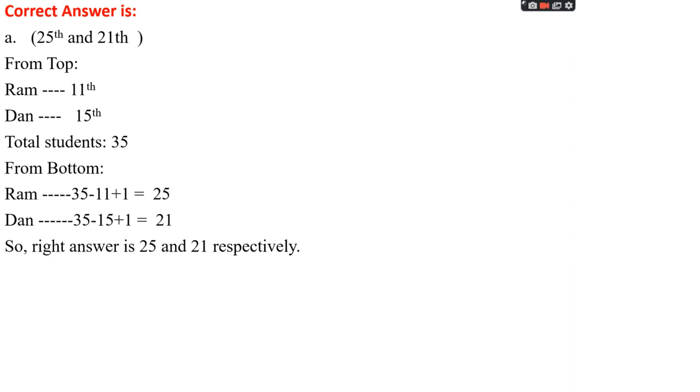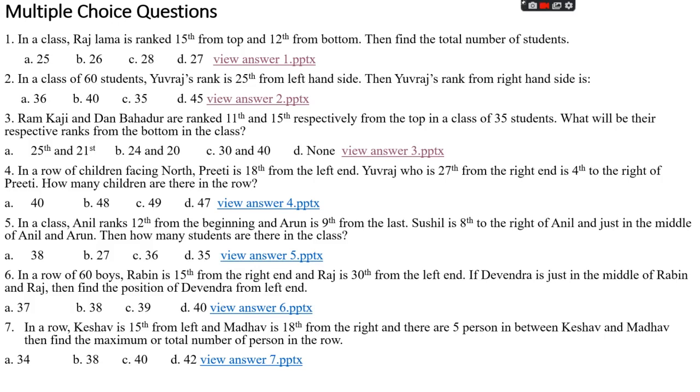From the top, the rank of Ram is 11th and the rank of Dan is 15th. We know the total number of students is 35. From the bottom, the rank of Ram will be the total minus the top rank plus 1. We get 25th. Dan's rank is total minus the top rank plus 1, and we get 21st. So the right answer is 25th and 21st respectively.